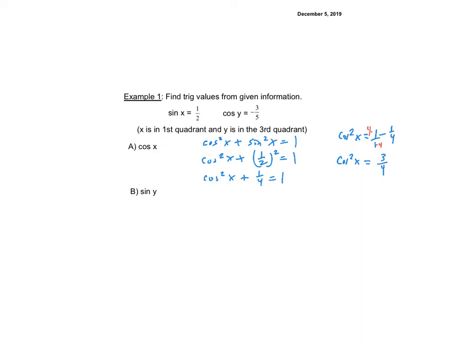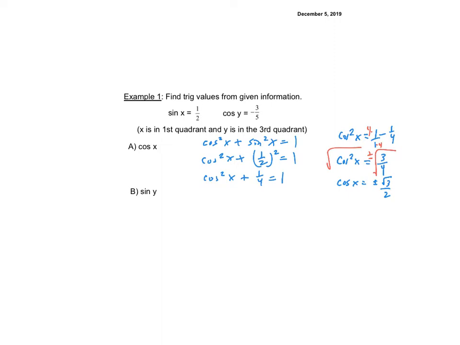So I'm supposed to find the cosine, not cosine squared, so I need to take the square root. And don't forget my plus or minus there on the outside. So we get cosine x equals plus or minus the square root of 3 over the square root of 4, which is 2. So I get plus or minus the square root of 3 over 2. All right, so we need to decide if it's a positive or a negative value.